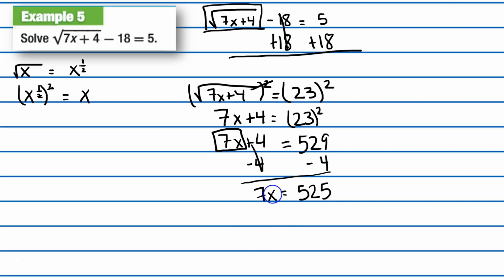Almost done. Our box gets a little smaller. Box that x, divide 7 on both sides. It's being multiplied. Opposite of multiplication is division. So now I have x is equal to 75. And that's it.